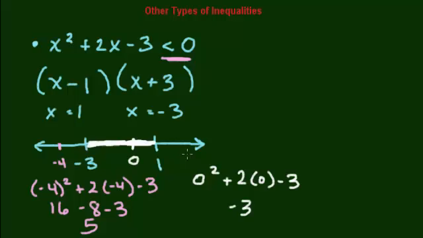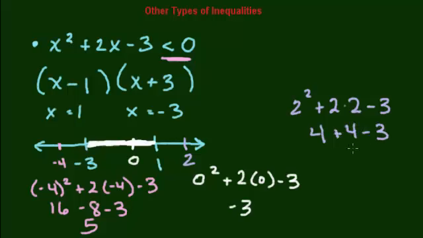Now I'll check this section here. Let's get a nice color. Let's say a purple. Okay, I need to check a number over here. How about 2? So I will do 2 squared plus 2 times 2 minus 3 and see what that is. So I'll have 4 plus 4 minus 3. And that's 8 minus 3 is 5. Is 5 greater than 0 or less than 0? Well, it is greater than 0. So this section over in here won't work.